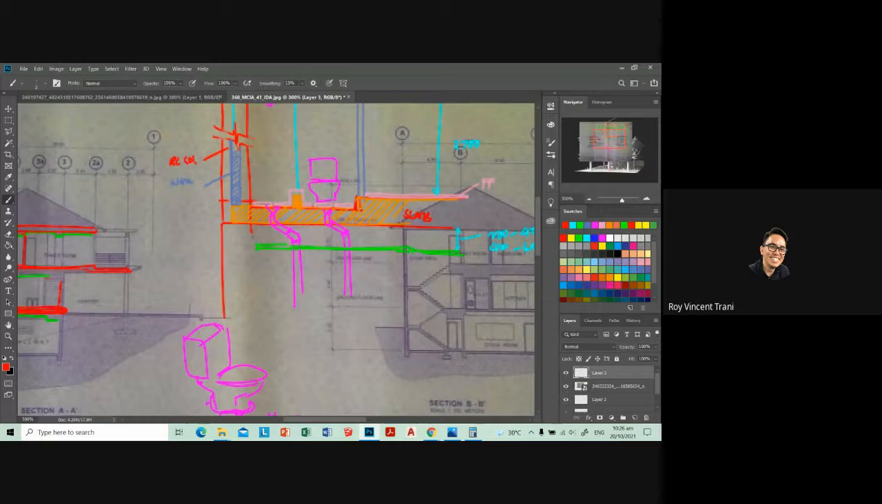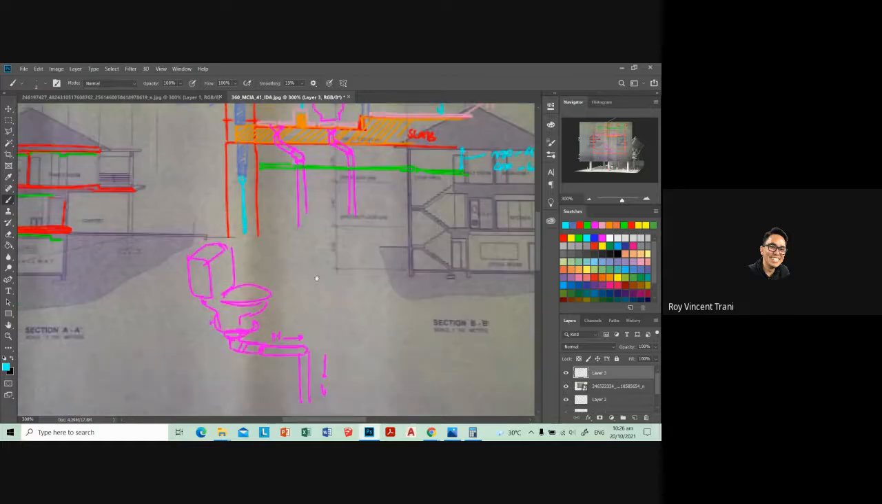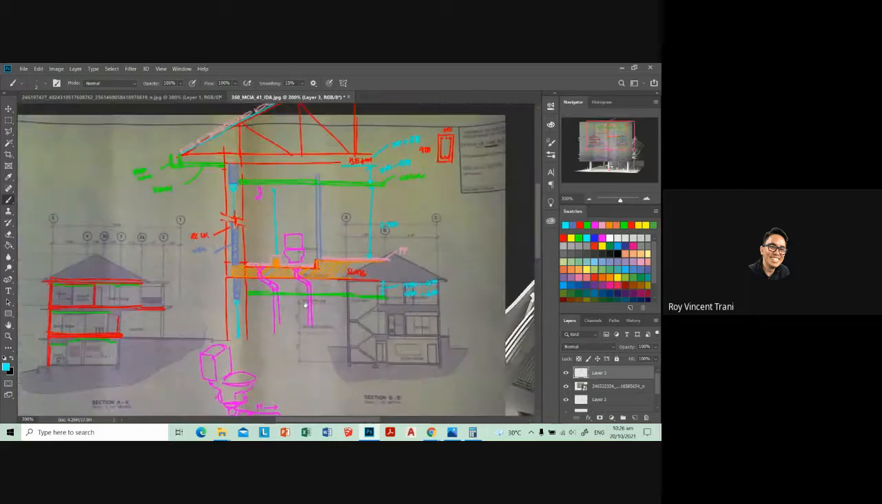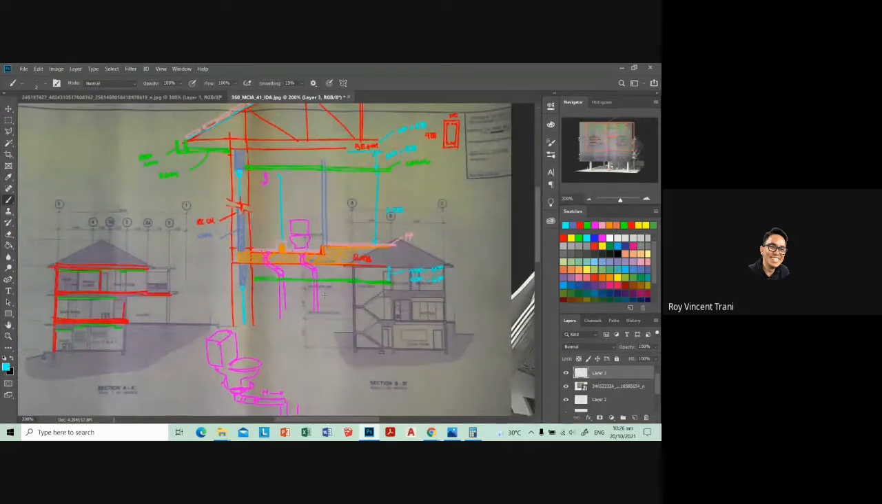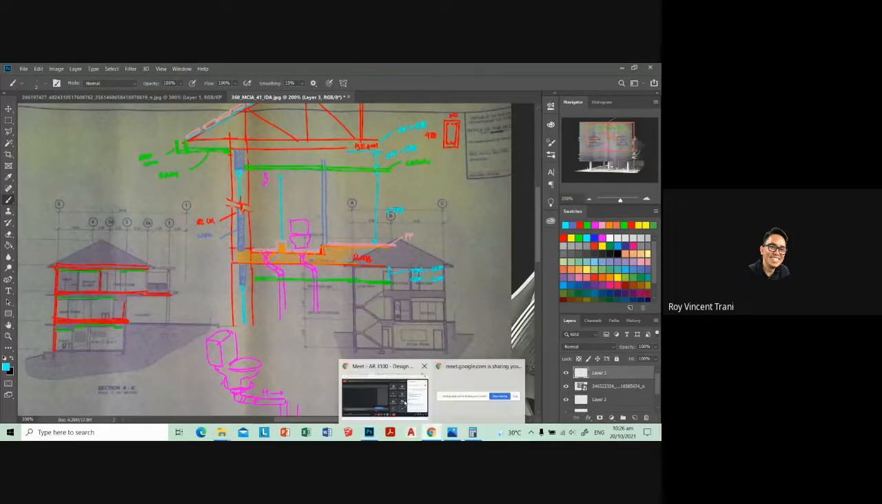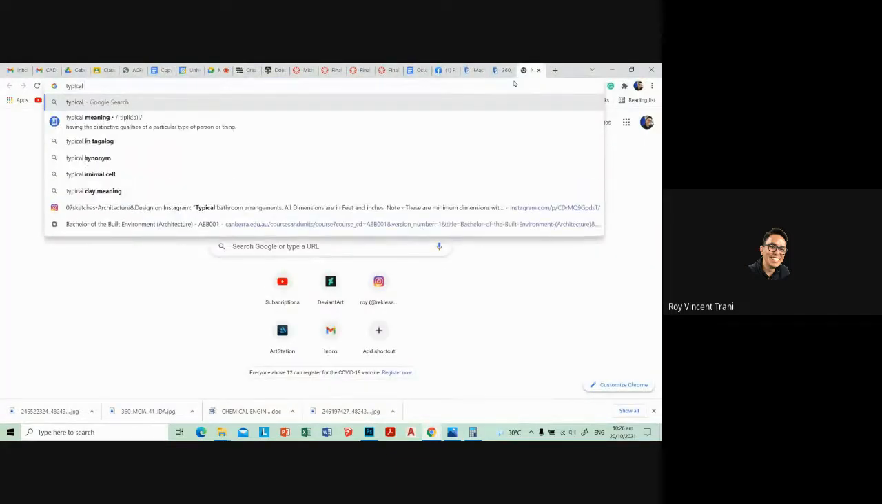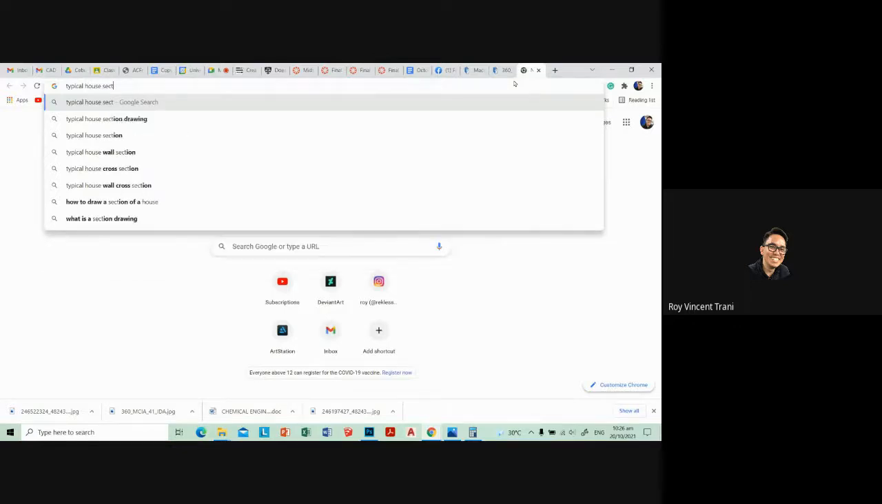So let's say that goes to the ground floor like that. We'd have another wall over here. The walls are smaller in my drawing because they're not load bearing. And then maybe another window over here. What else? Any questions so far? Questions? No questions? Let's see. Typical house section.